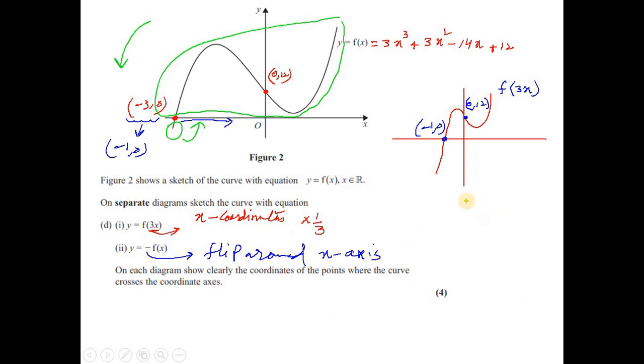If you do that, then you can think it's flipping something like that. That means this is your (-3, 0), but due to flipping, the coordinate of that point will be (0, -12). I hope you got the idea.